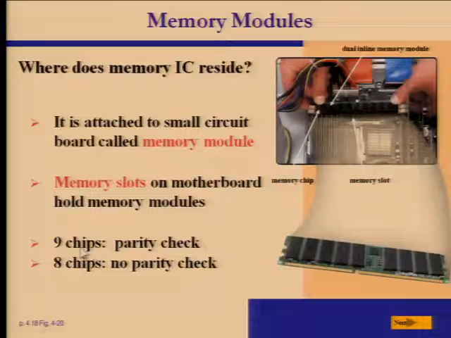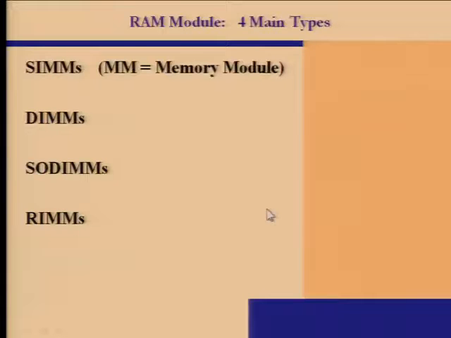So just now I mentioned that 8 chips is the minimum to make up 1 byte, and the 9th chip is for parity check. We'll talk about parity check next. First, we look at the different modules. They have a name for all these different memory modules. The MM here stands for memory modules. We have SIMM, DIMM, SODIMM, and RIMM. We will go through the 4 main types.